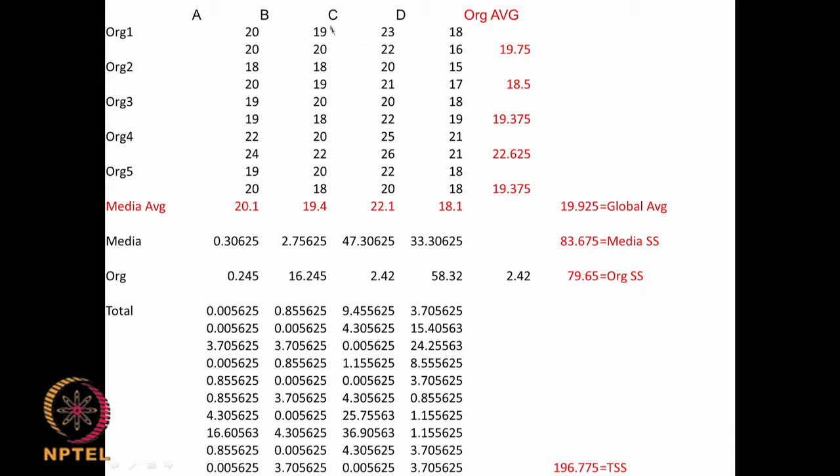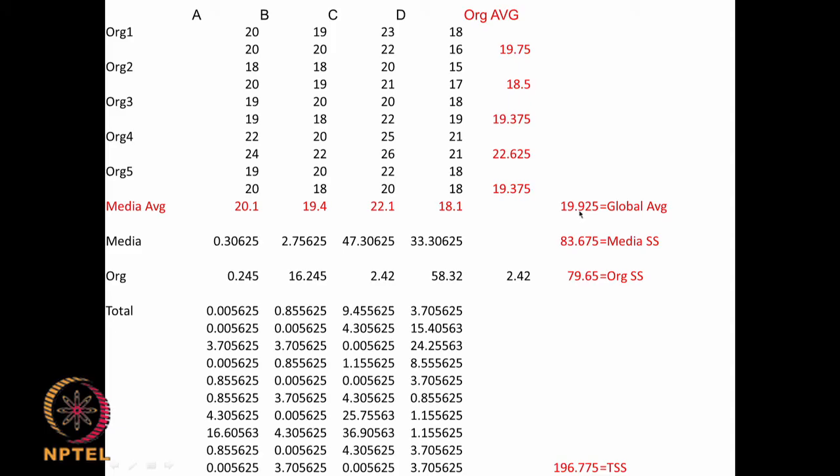Now, we can get a media average, just take the average of all these columns, that is called the media average. So, for media A the average comes out to be 20.1, media B 19.4, media C 22.1, media D 18.1. Similarly, for organism also we can get an average if you go this way. Again 10 data points for organism 1, 10 data points for organism 2. So, we get the average for organism. So, we can get the media average, we can get the average for organism, we can get the global average, that means average of all averages. So, we get the global average is 19.925.